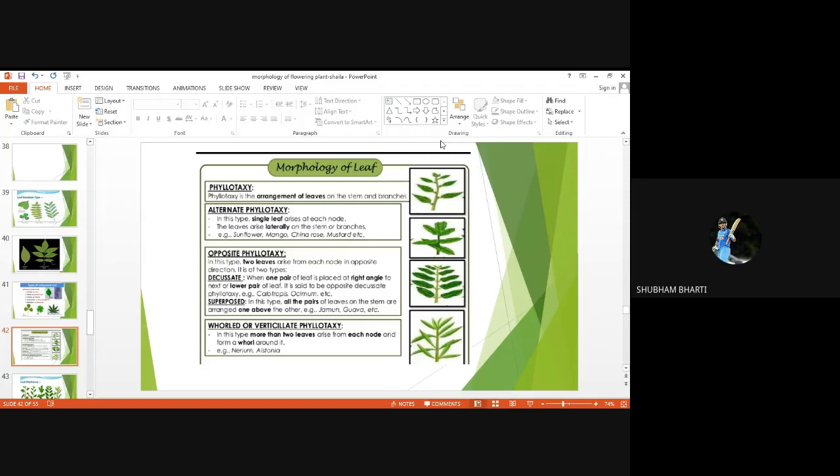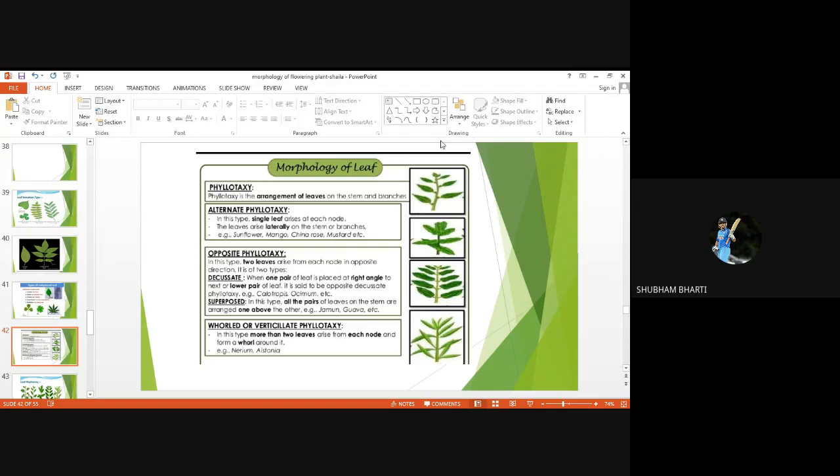Next one is the opposite phyllotaxy. In this type of phyllotaxy, two leaves arise from each node in opposite direction. म्हणजे यामध्ये काय होणार आहे, टू लिव्ज दोन लिव्ज आहेत, पण ते काय होणार आहेत अपोजिट डायरेक्शनला अरेंजमेंट करणार आहे. त्याला आपण काय म्हणणार आहे, अपोजिट फायलोटॅक्सी.